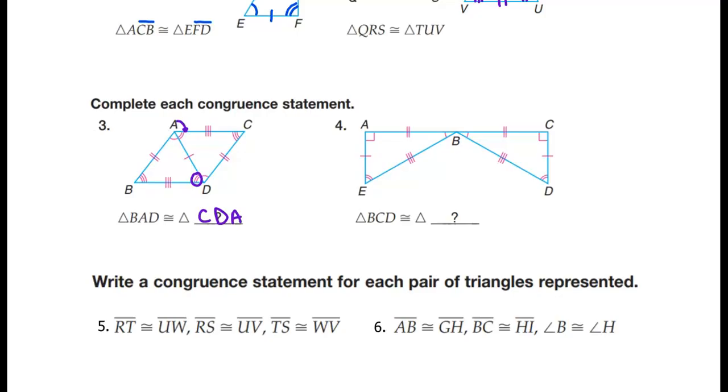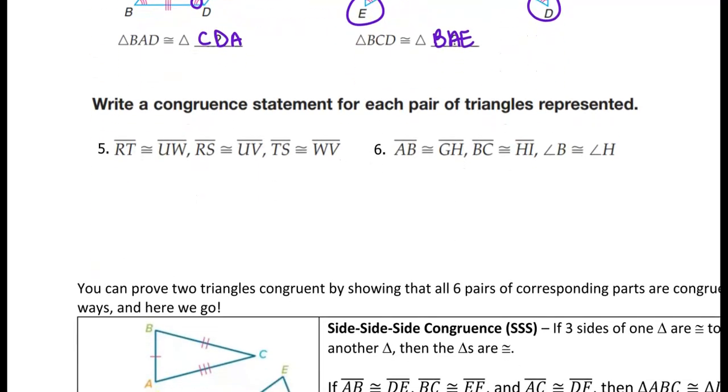I want you to go ahead and try number 4 and push pause to try it, and then push play to check when you're ready. And you should have BAE, B corresponding to B, C corresponding to A, and D corresponding to E.